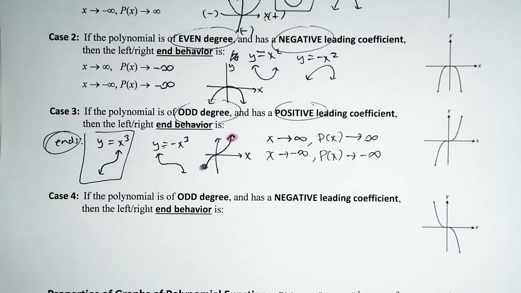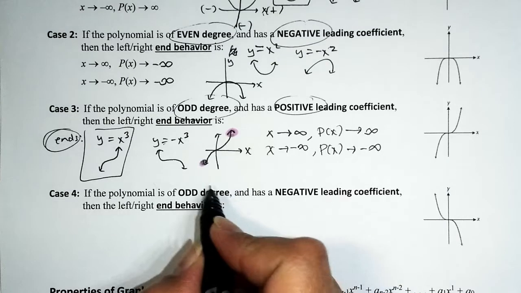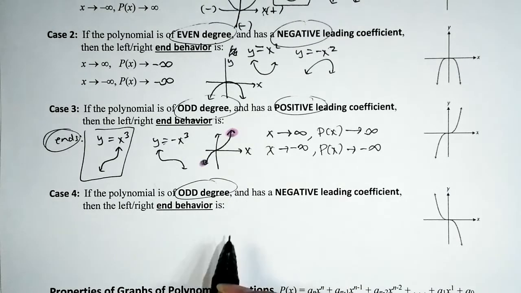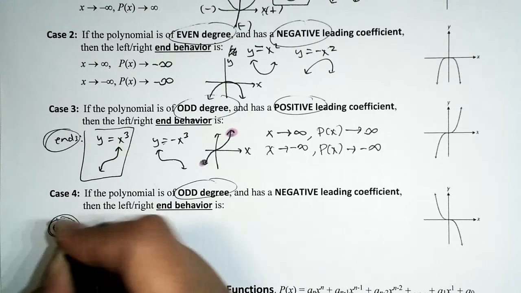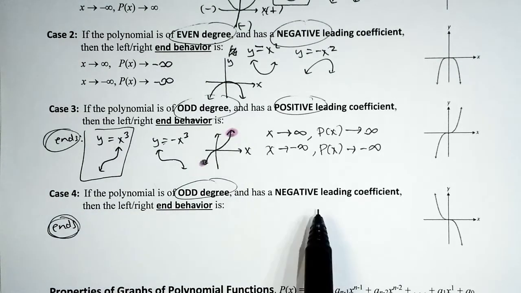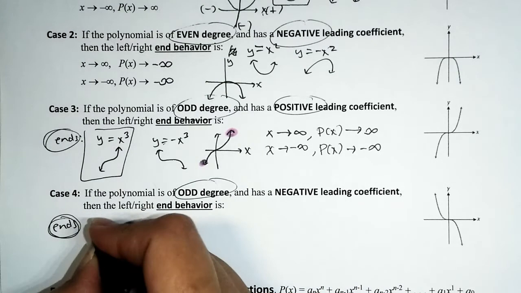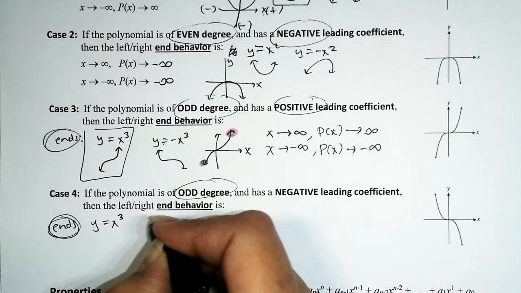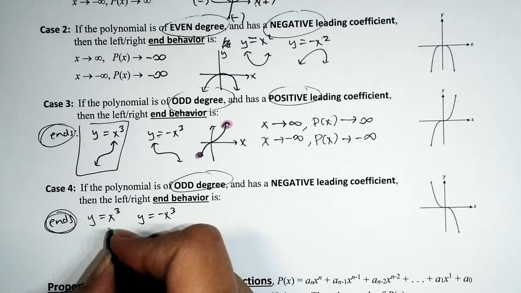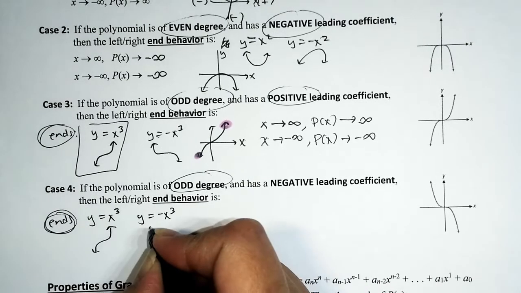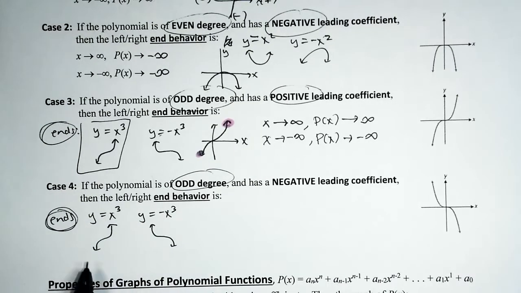Fourth case scenario. We have another polynomial of odd degree. I don't know how many hills and valleys we're going to have in between, but the ends are going to behave like the cubic function. Let me remind myself of both case scenarios. And if you forget, you can just put this in your calculator: graph y equals x cubed, y equals negative x cubed.